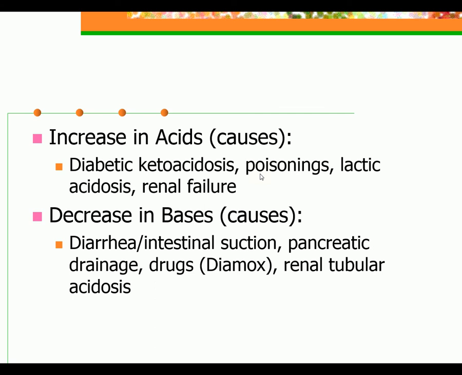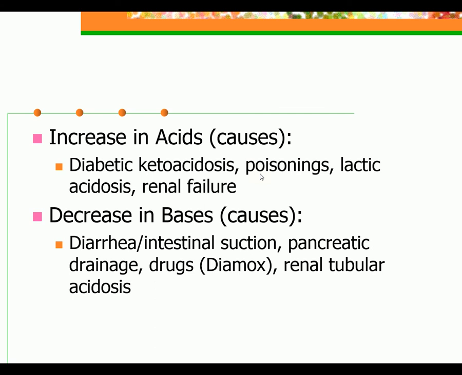I have made you a sheet, common causes of imbalance, a handout. Know it inside out. There are several questions on the exam about it. Memorize it. Decrease in bases. What would cause that? Diarrhea, intestinal suctioning, pancreatic drainage, some drugs, and renal tubular acidosis. Renal tubular acidosis is when the renal tubule cells are unable to reabsorb bicarb. Well, if I'm not reabsorbing bicarb, I'm losing bicarb.